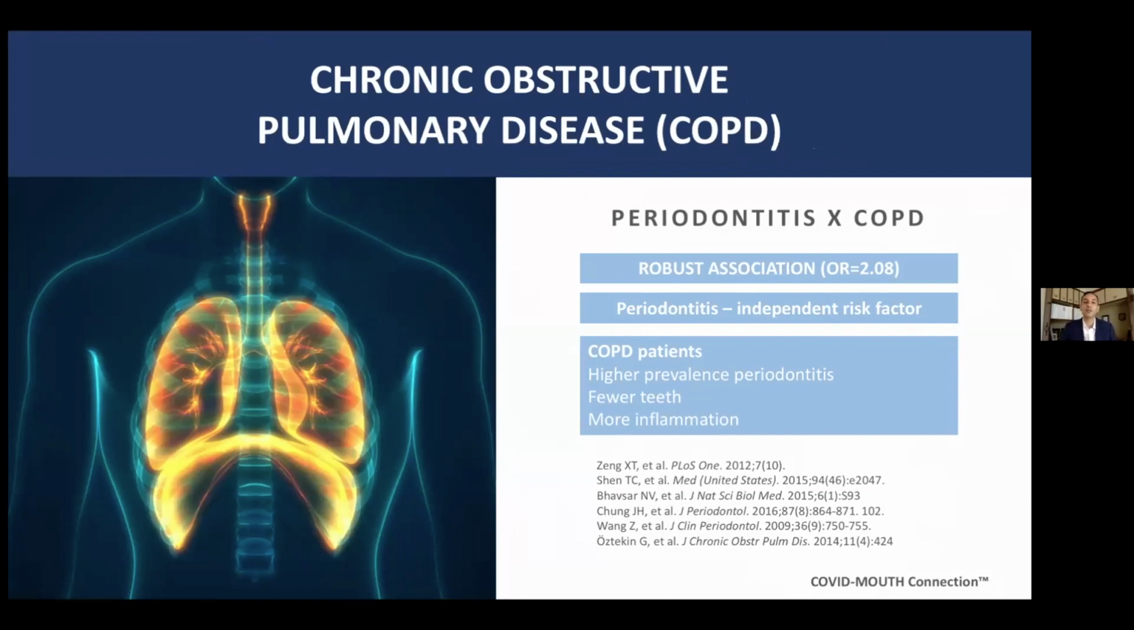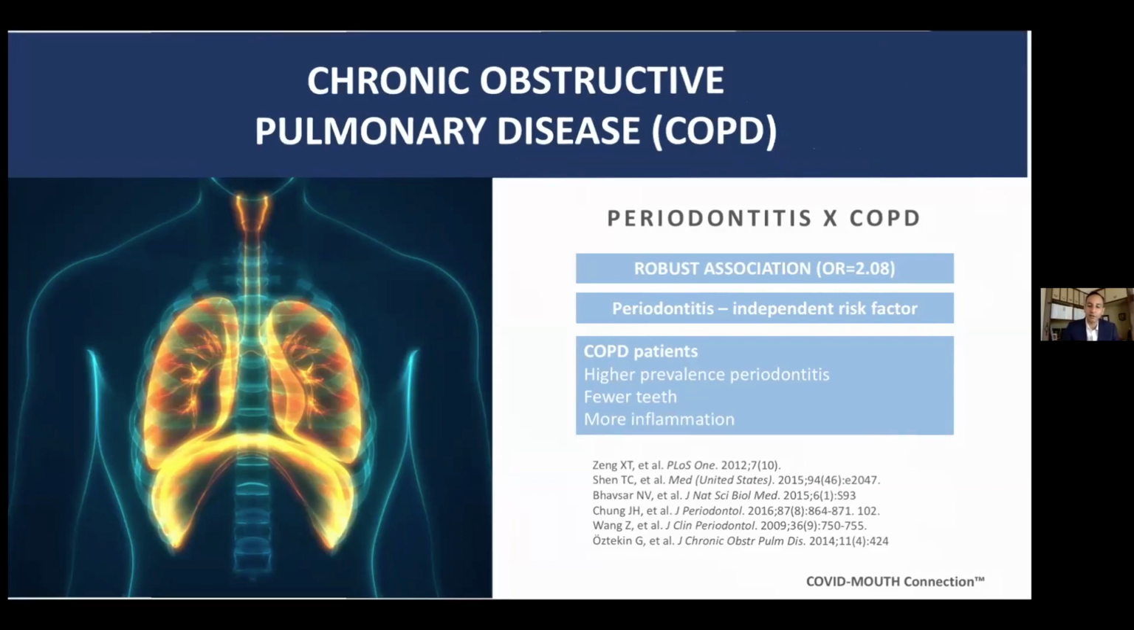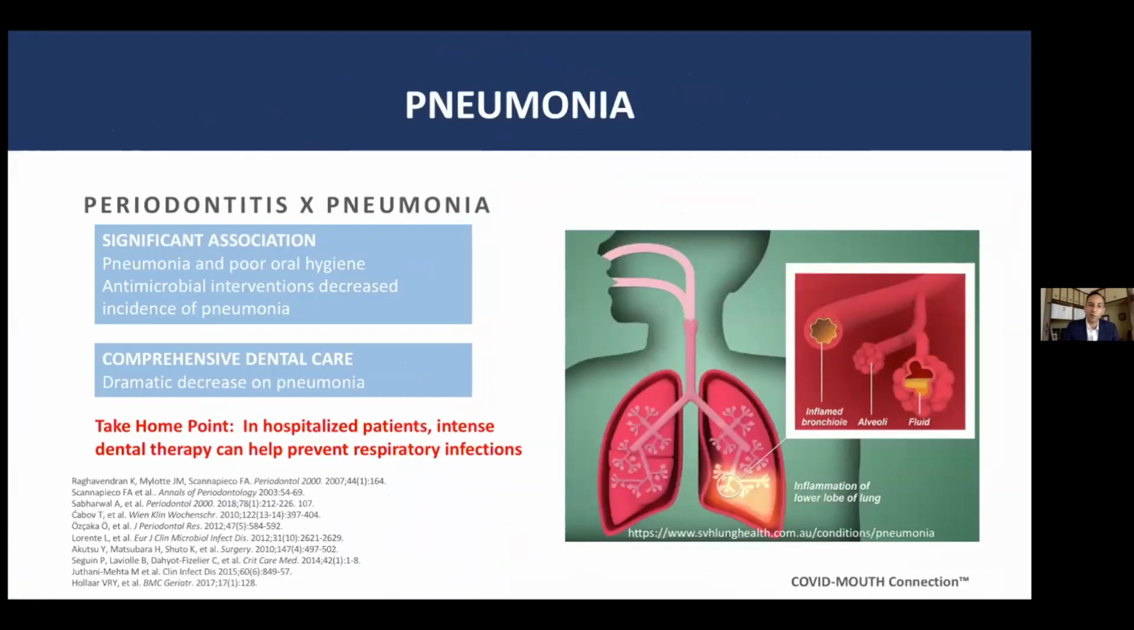Chronic obstructive pulmonary disease, COPD, has been shown to have higher prevalence in periodontitis patients. These patients have fewer teeth, they have more inflammation, and something that they have noticed is that when you do an SRP on these patients, there is an improvement with their COPD. And the same thing goes for pneumonia.